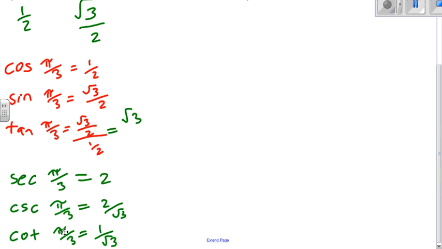Now for cosecant and cotangent, since we're usually not supposed to have a square root in the denominator, you would multiply by square root of 3 on top and bottom, so our simplified answer would be 2 square root of 3 over 3, and square root of 3 over 3.